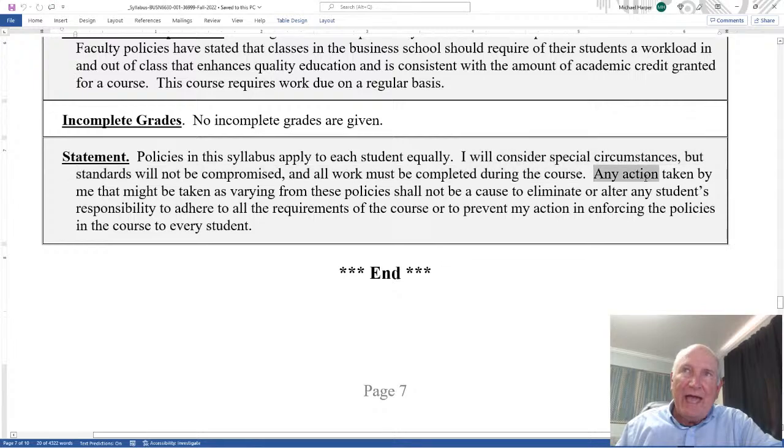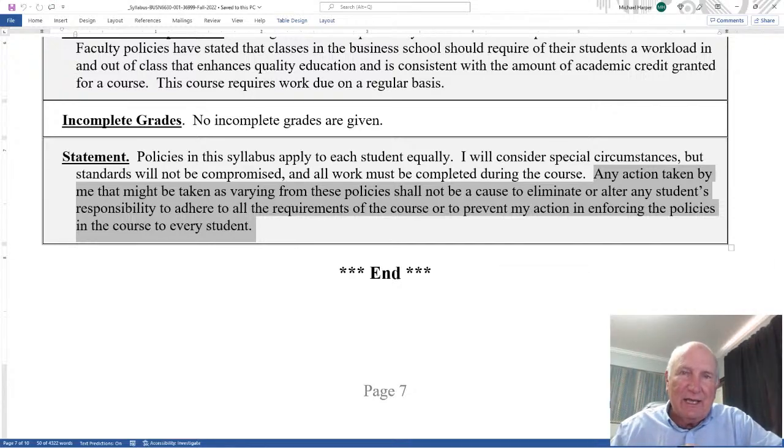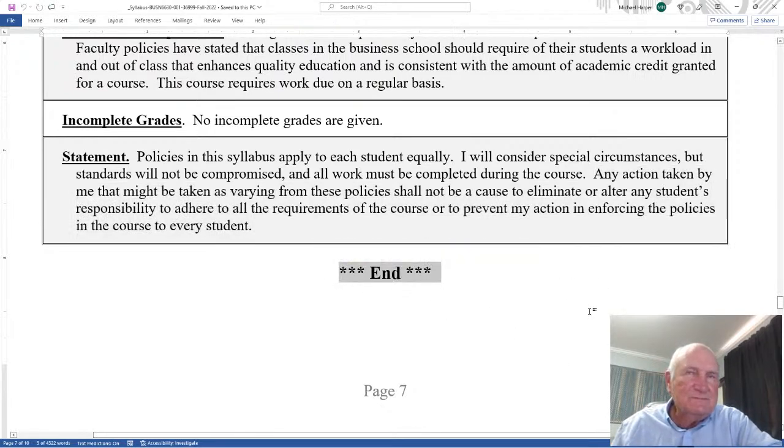Moreover, any action taken by me that might be taken as varying from these policies shall not be a cause to eliminate or alter any student's responsibility to adhere to all the requirements of the course or to prevent my action in enforcing the policies in the course to every student. Just because one student had to submit it by email doesn't mean that everyone can submit it any way they want, for example. Okay. This ends my version of the syllabus.